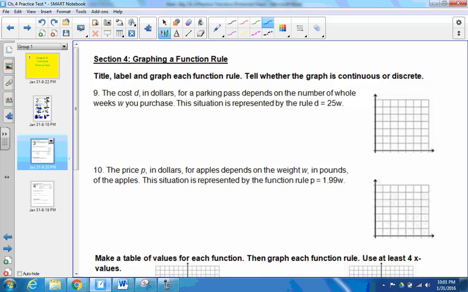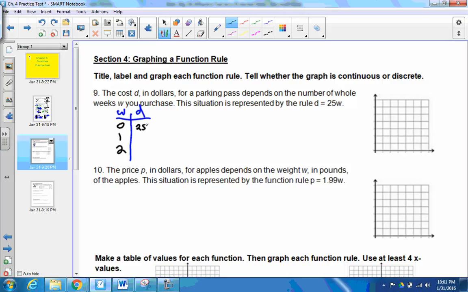So number 9 says the cost D in dollars for a parking pass depends on the number of whole weeks W you purchased. So this situation is represented by the rule D equals 25W. Since W is the number you can plug in, that's going to be our x. So W and D. If you recall, we pick values for W, or for the x, and it's going to have to be 0 or positive. It doesn't say how many you have to do, so we're going to do at least 3. And we're going to plug in.